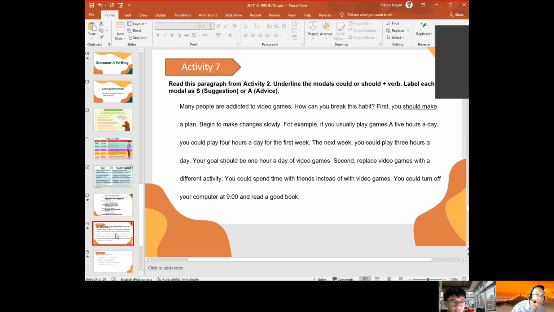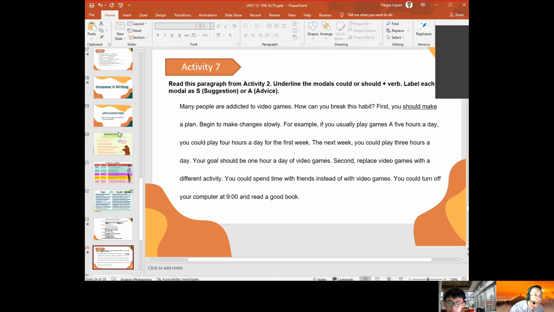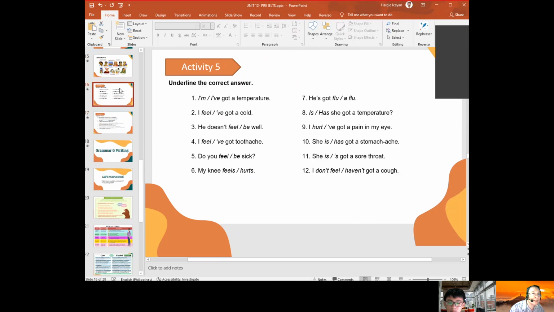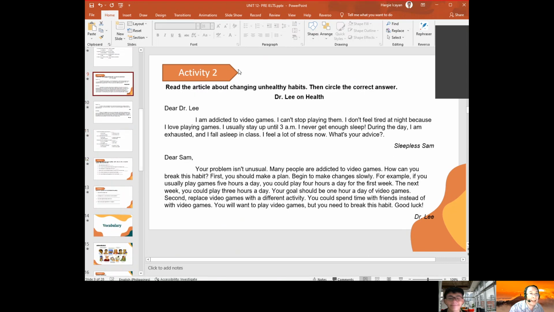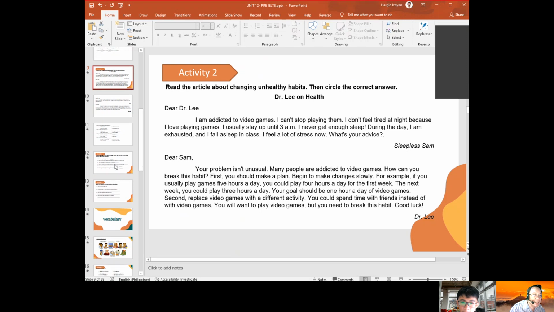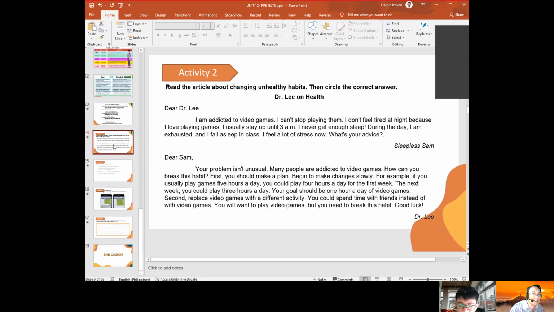Question. Okay, very good. Now let's go to our activity number 7. Let's try to read this paragraph from activity number 2. So activity number 2, where is it? Okay, let's go back to activity number 2. It's in here, right? These are all advices coming from Dr. Lee on health, and we all know this one already. So out of these advices coming from Dr. Lee, we are going to have this particular activity.